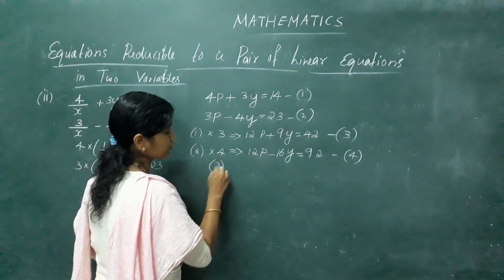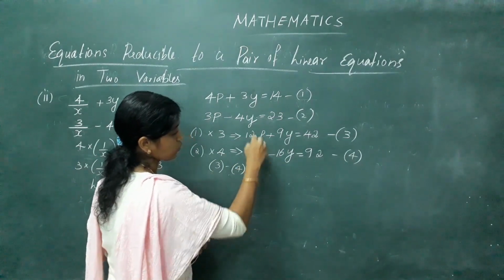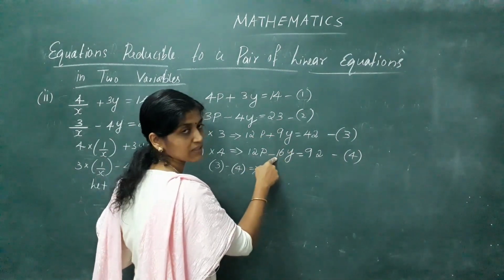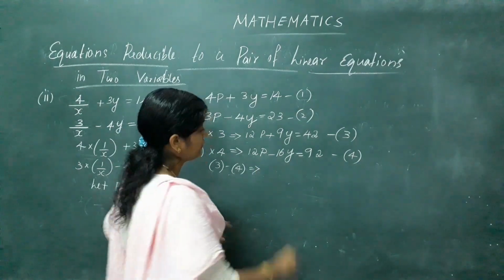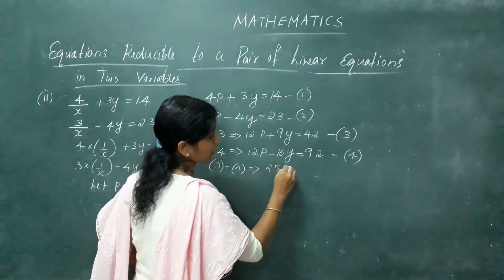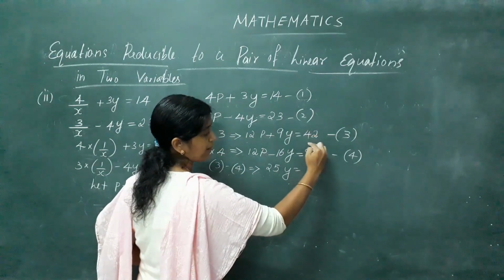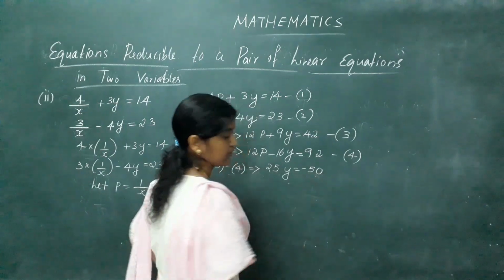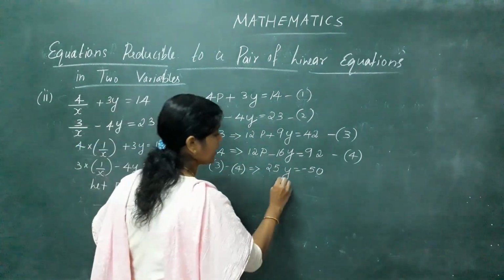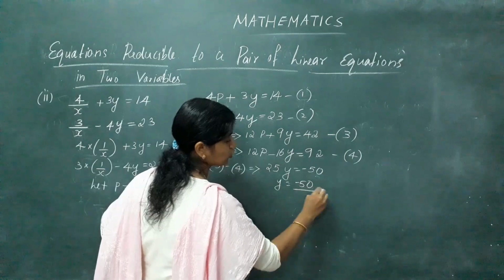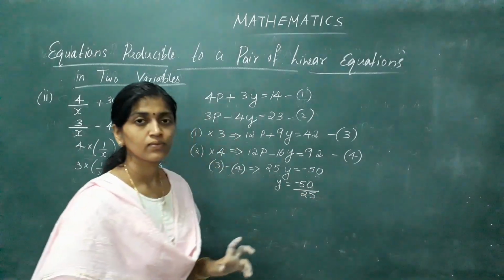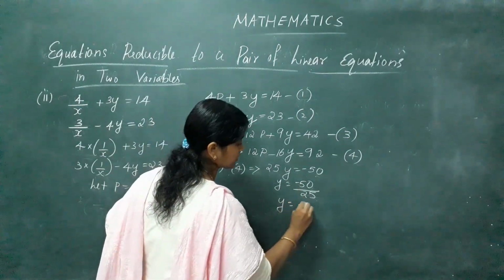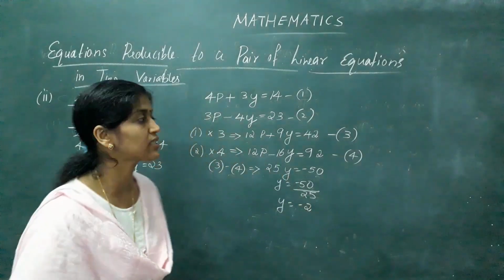So 3 minus 4 will give us 12p minus 12p, 0. 9 minus 16 will become 9 plus 16, we know it is 25y. And now 42 minus 92, it is minus 50. Isn't it? So we get y is equal to minus 50 by 25. Clear? And minus 50 by 25 we know is y is equal to minus 2. So y we got as minus 2.